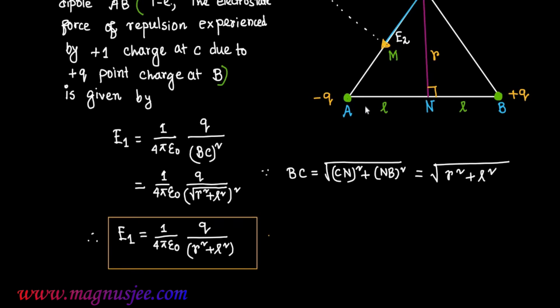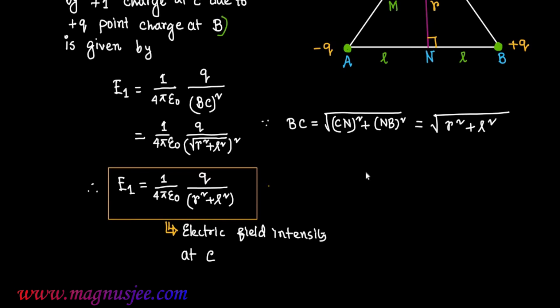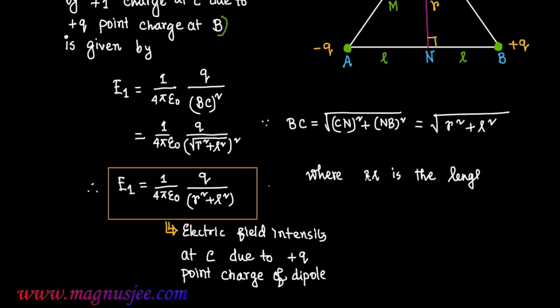E1 equals 1 by 4 pi epsilon 0 times Q divided by r square plus L square. This is the electric field intensity at the point C on the equatorial line due to the plus q point charge of the dipole, where 2L is the length of the dipole.